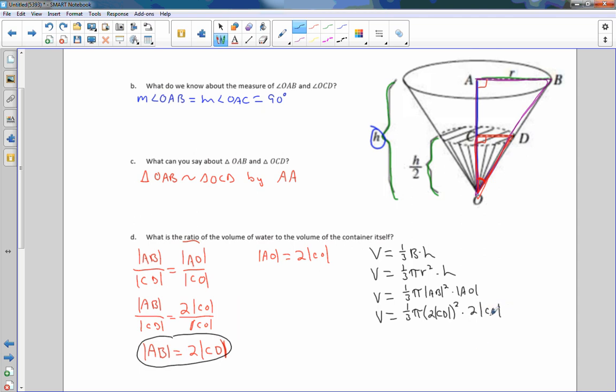Okay. Now we're going to substitute in. Okay, so now you see this 2 here. Well, 2 squared is 4, and then there's another 2 over here. So 2 squared is 4 times 2 is 8. So I can bring that 8 out in front and then put 1/3 pi, and then it's just going to be CD left because this 2 is now out front. So this is now CD squared times CO.